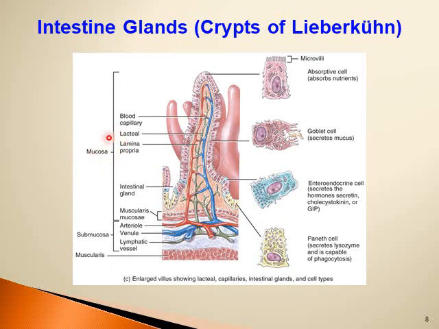Here we can see the mucosa. We have the villi, or the finger-like projections of the mucosa, that contain a core of lamina propria. And this core of lamina propria contains the lacteals or the lymphatics, plus the arteries and vein. And between the villi we can see that there are glands or crevices between the bases of the villi. These are called the intestinal glands, and also we call them the crypts of Lieberkühn, the scientist who first described them.